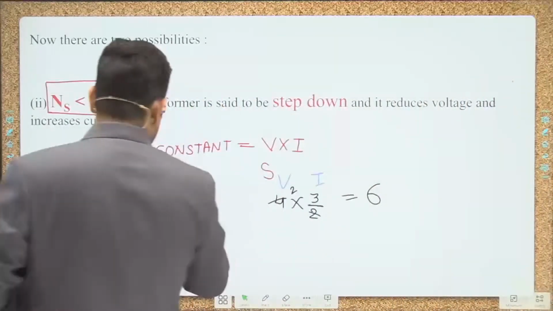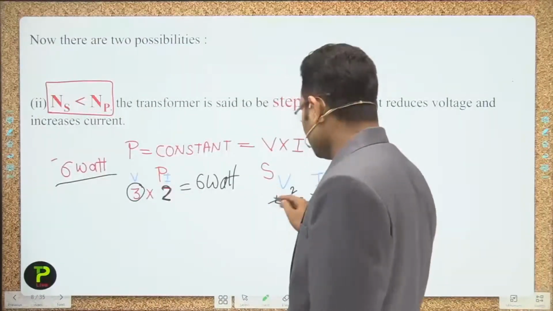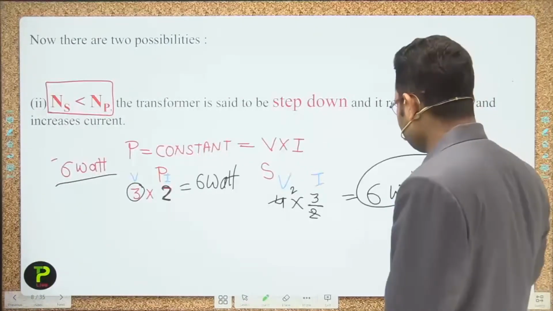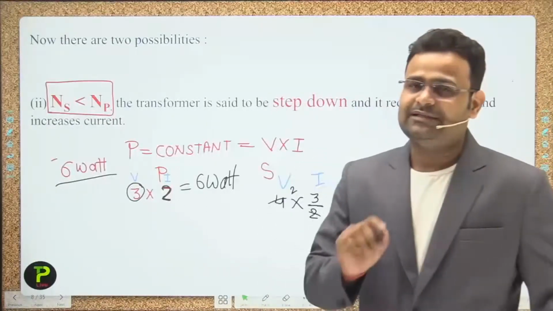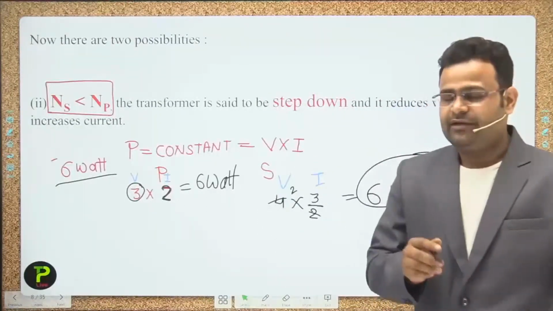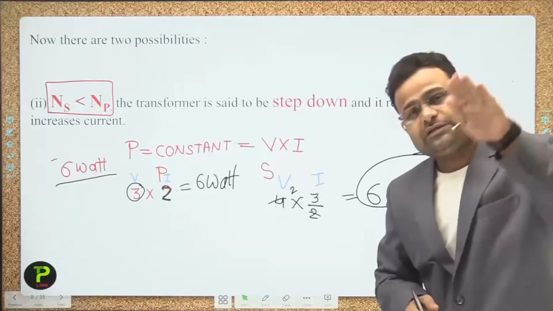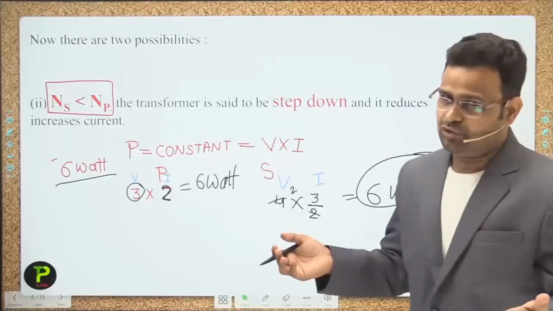In that case power is 6 watt, and also in the secondary case power is again 6 watt. So power in each and every case is constant. But there is one quantity that changes. If voltage increases, then current will decrease. If voltage decreases, then current will increase, and the product is always constant.